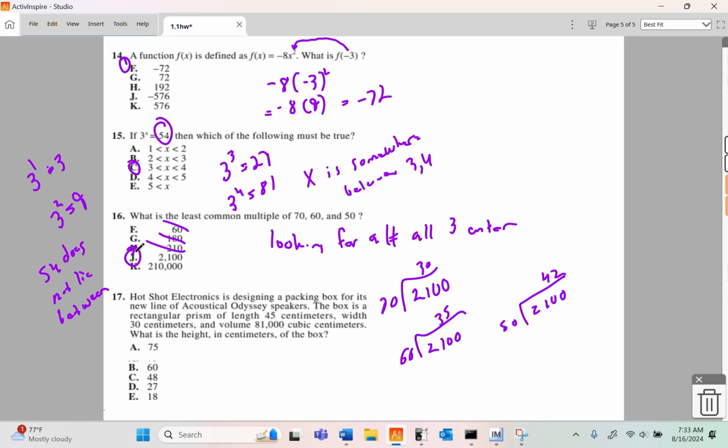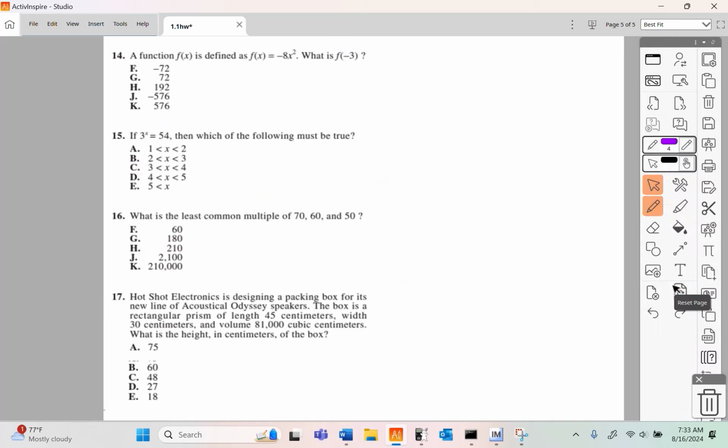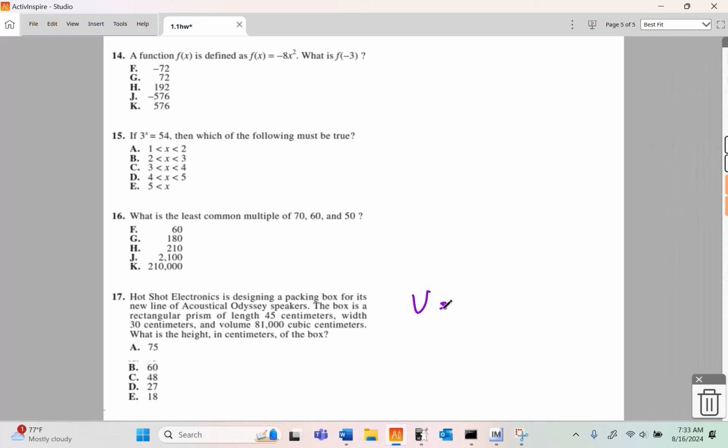Hotshot Electronics is designing a packaging box for its new line of acoustical Odyssey speakers. The box is a rectangular prism of length 45 centimeters, width 30, and volume 81,000 cubic centimeters. What is the height in centimeters of the box? This is a standard straight out of 8th grade. At least it was 8th grade the last time I dealt with 8th grade, which was my student teaching days.